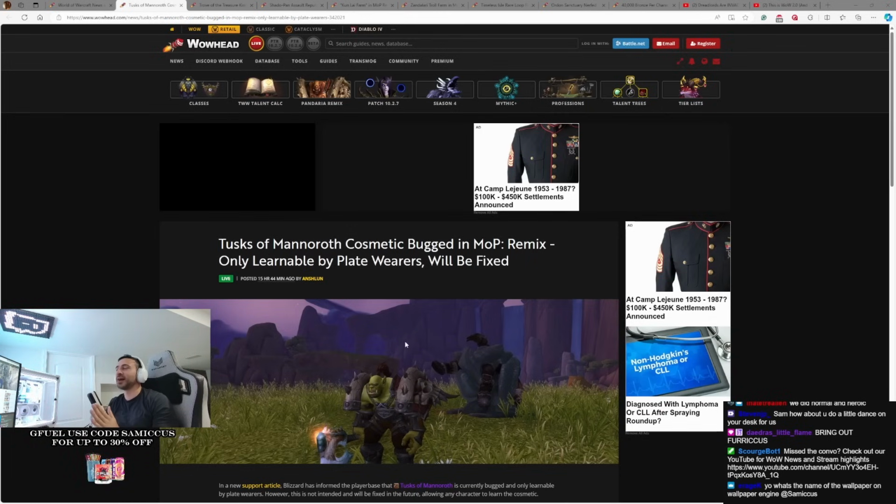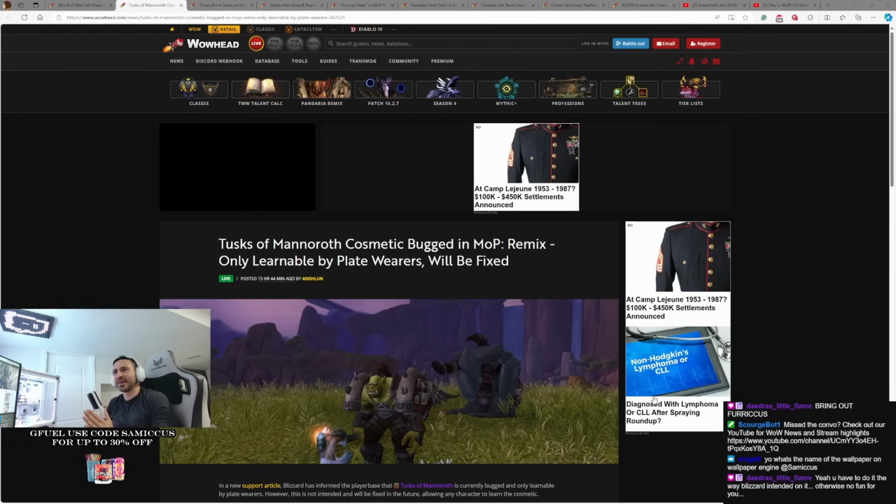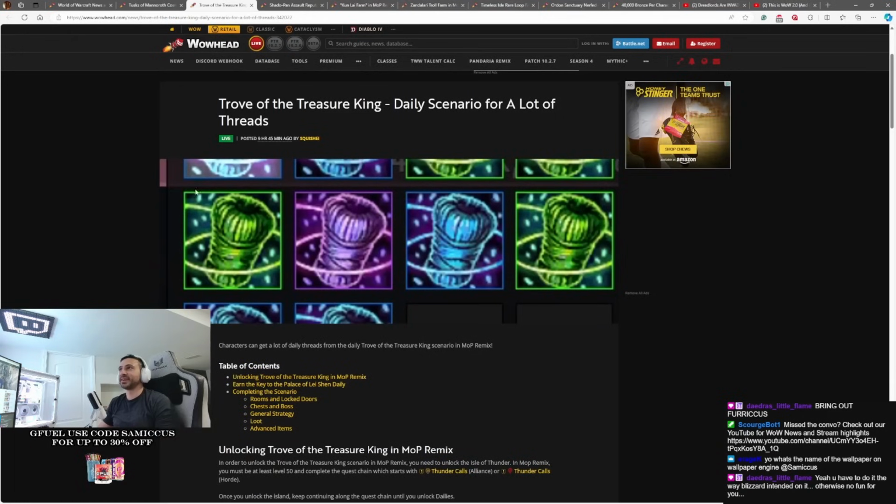Tusks of Mannoroth, if you got it already, and you're not a plate wearer, you may not have been able to transmog it onto your character. Have no fear. Blizzard's gonna fix this. Yes, the fun police do also do other things as well, and that includes fixing actual issues in the game. So this will be fixed for you. Just don't worry about it. It's gonna get done.